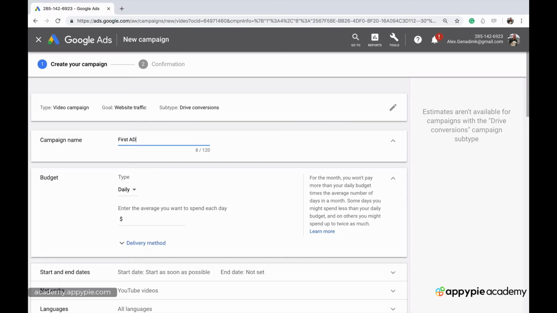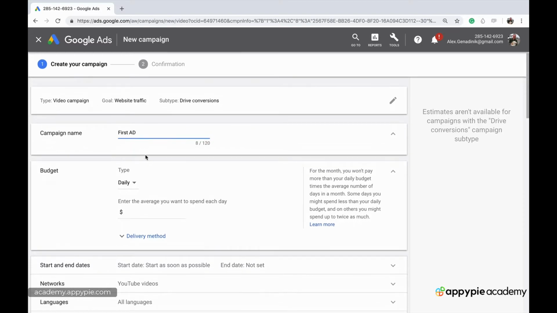Now that you have gotten to this page, let's begin going through some of the elements of your ad.